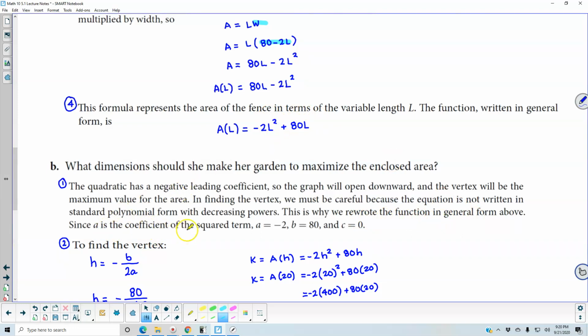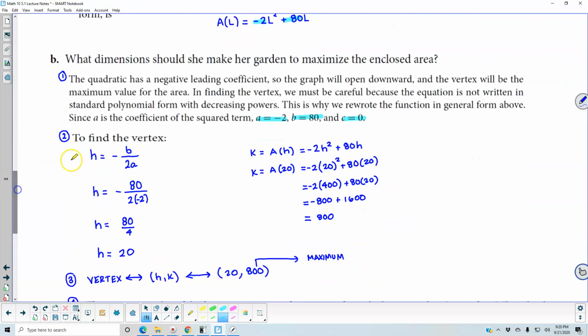Since a is the coefficient of the squared term, we know that a represents negative 2. We know the value of b represents 80, and we don't have a value of c, which means that c is equal to 0. And now we're going to find the vertex. So we know the formula h = -b/(2a). Plug in the value of b to be 80, plug in the value of a to be negative 2. We get a positive 80 over 4 and reduce that so that h is equal to 20.